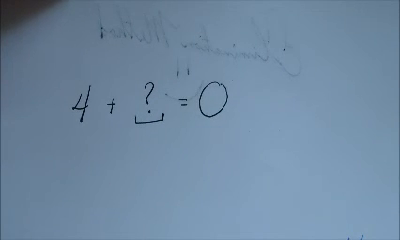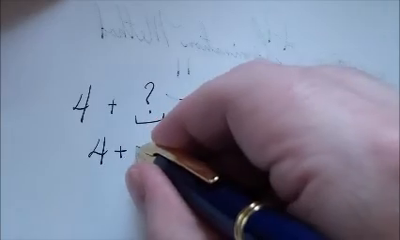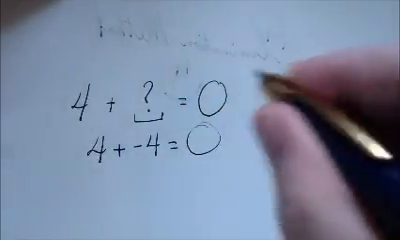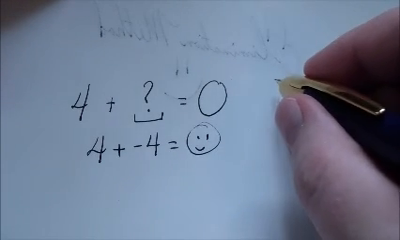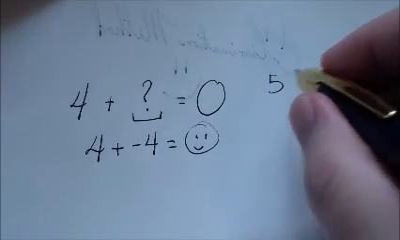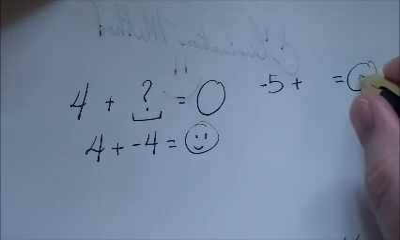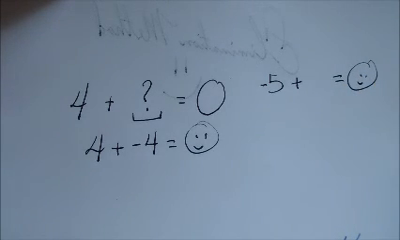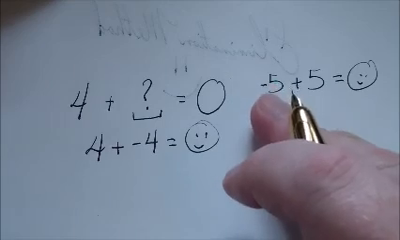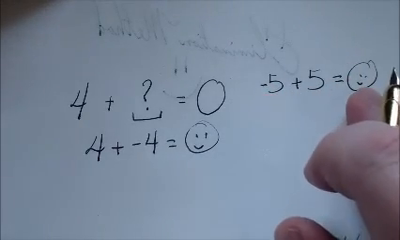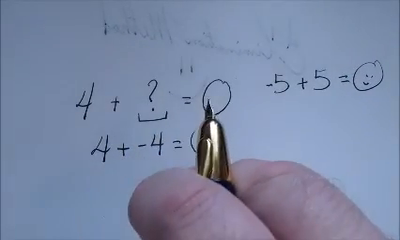Well, by now maybe you've realized that if you had a negative 4, 4 plus negative 4 will in fact equal 0. Well, what if we had a negative 5? What do we have to add to negative 5 in order to get a 0? We would actually have to add 5. So if we're all the way down at negative 5, if we add 5 more, we come back to 0. Or if we are up at 4, if we subtract 4, we're down at 0.